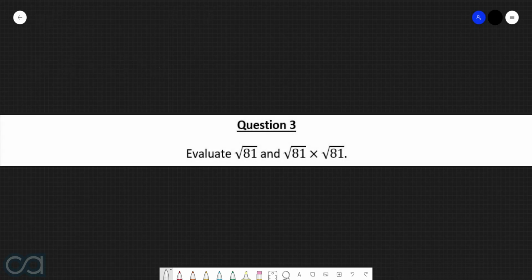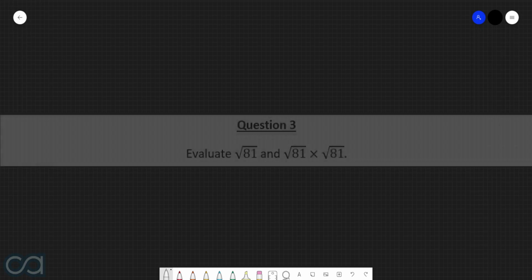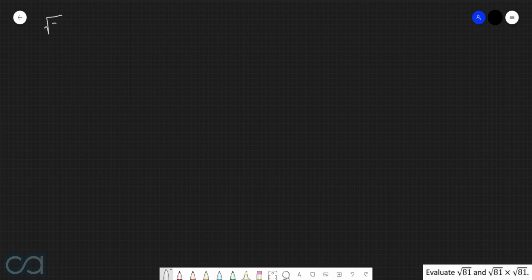Question 3. Evaluate the square root of 81 and then evaluate the square root of 81 multiplied by the square root of 81. So, first of all, the square root of 81 we know will be equal to 9, and this is because 9 multiplied by 9 is equal to 81. And so therefore, the square root of 81 multiplied by the square root of 81 is equal to 9 multiplied by 9, which is equal to 81.